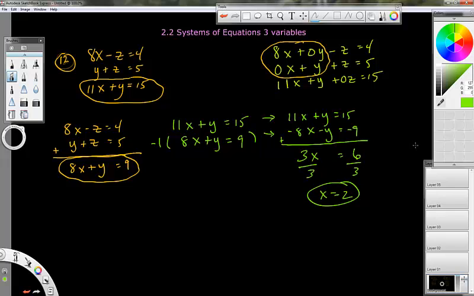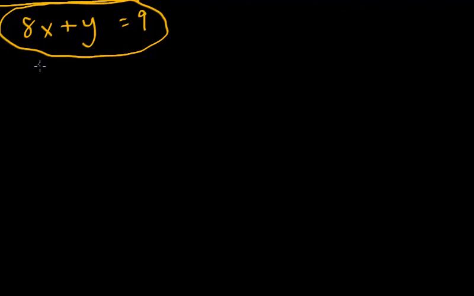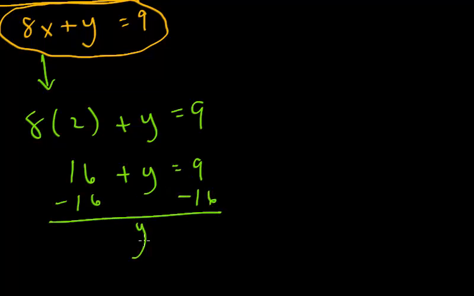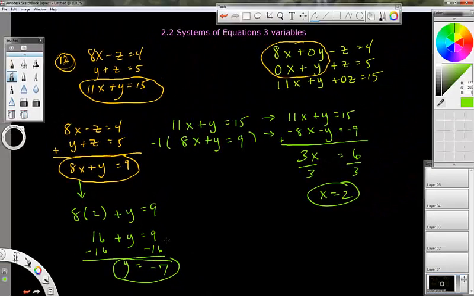We're just going to double check that. 2, yep. Okay, so from there, we would just start backtracking this, plugging it back into wherever we can. We could just plug it in right here. It doesn't really matter. 8 times 2 plus y equals 9. That would be 16 plus y equals 9. Subtracting 16. Y equals negative 7. Which is correct.